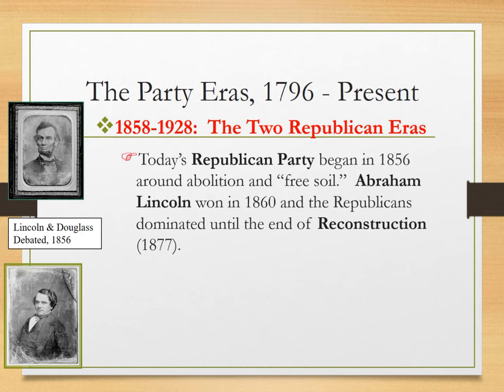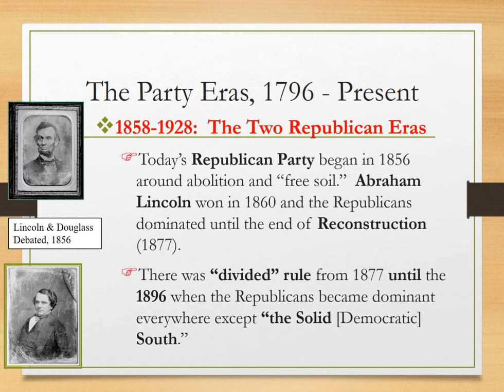And Abraham Lincoln won the presidency in 1860. Of course, you know, we had the Civil War as a result, but Abraham Lincoln won the presidency in 1860, and the Republicans dominated the Congress and the national government until the end of Reconstruction in 1877. Then you had divided rule roughly between 1877 until 1896, when the Republicans became the dominant party everywhere except the solid Democratic South. The Democratic Party, the party of Andrew Jackson, became the party of the South for several generations, and really until 1960, for more than 100 years. And so to be elected in the South, you had to be a Democrat.